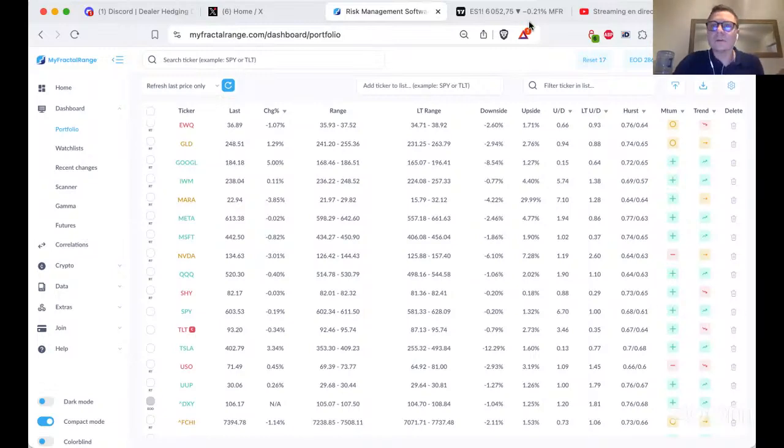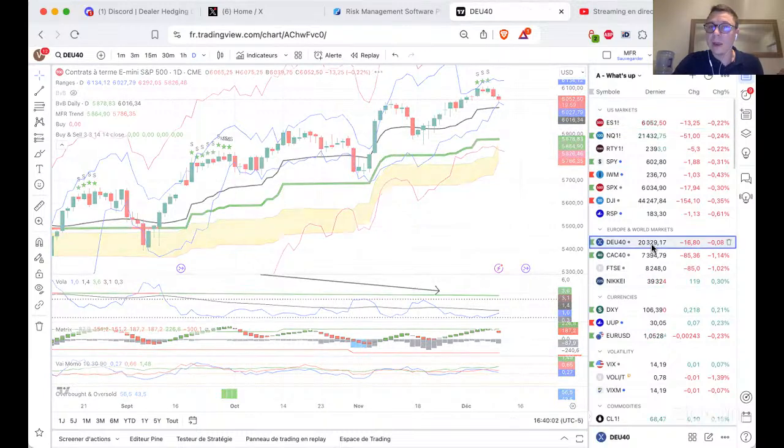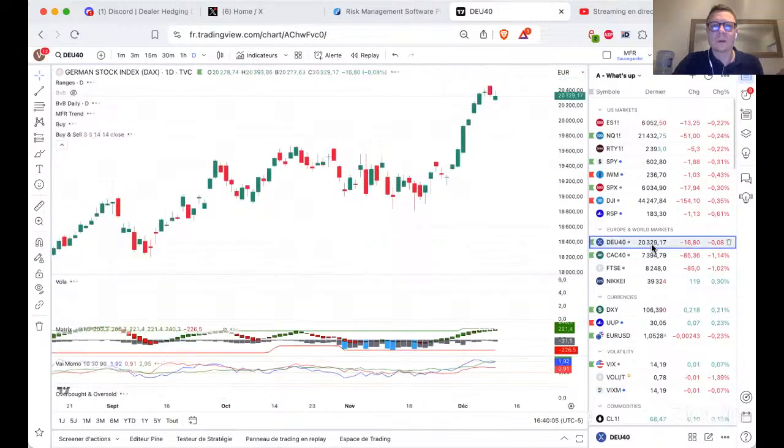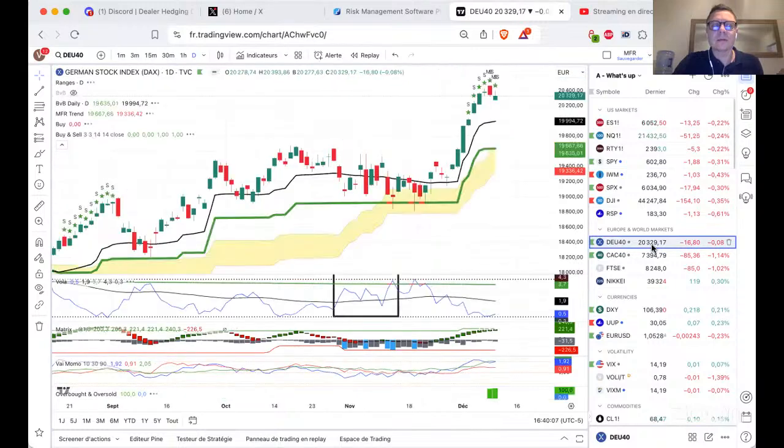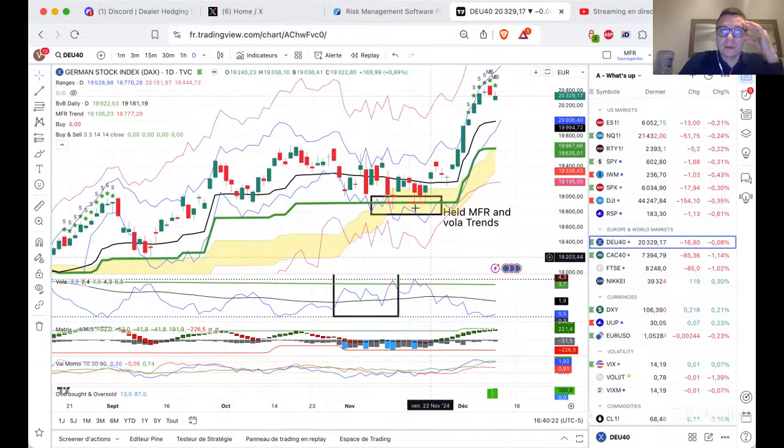Now let's go to Europe and Japan. So Germany was a surprise because we had CAC broke trend, I think it was before the last show or the same day as the last show, and I was expecting DAX to follow, but actually Germany held trend. You can see here it held both my volatility trend and also MFR trend.